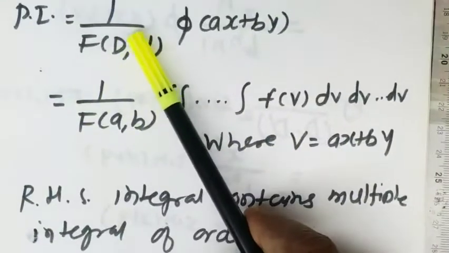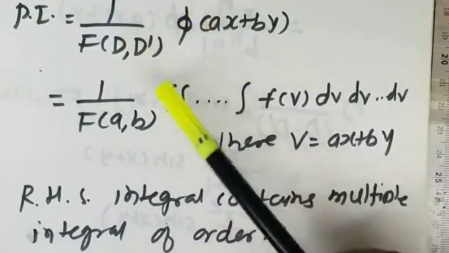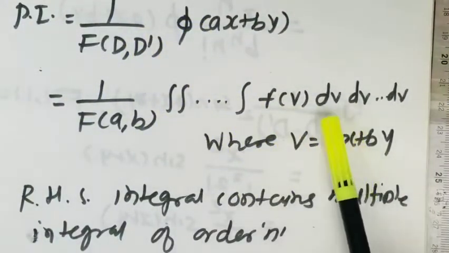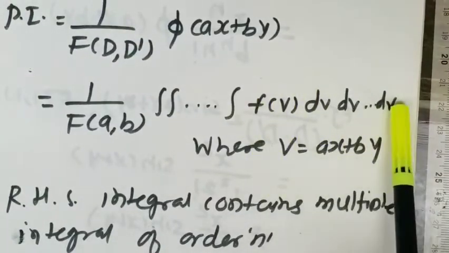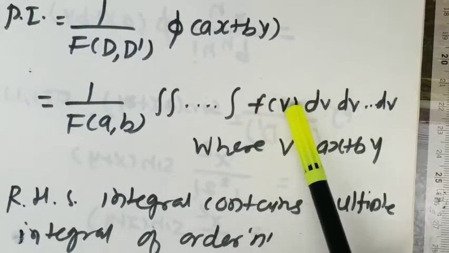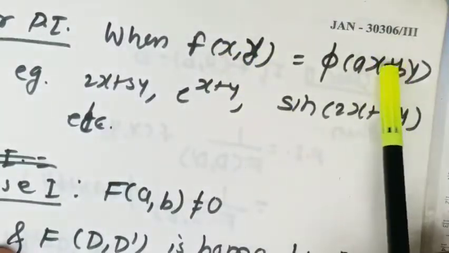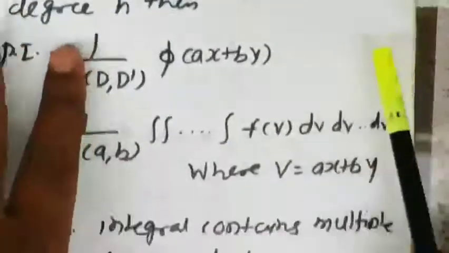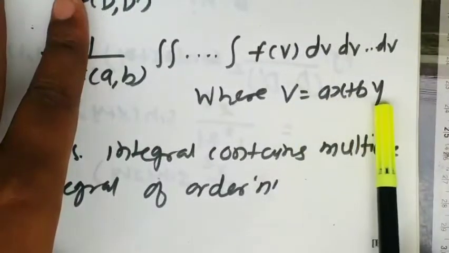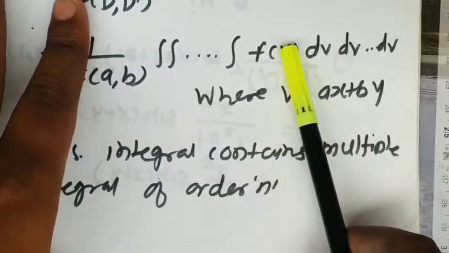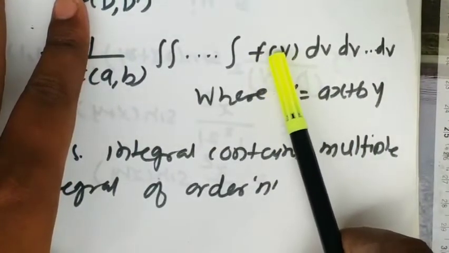If it is a differential equation of order 2 or order 3, at that time 2 or 3 integrations will be there. And what we are determining is the integration of small f of v. So this is the function f of x comma y, and here we are having ax plus by, right? That ax plus by we are considering as v.